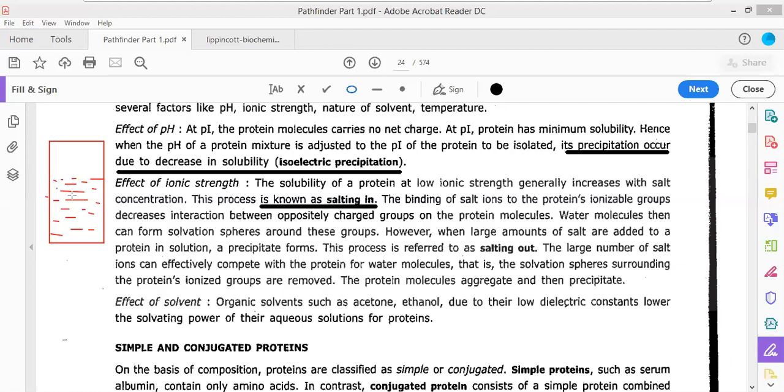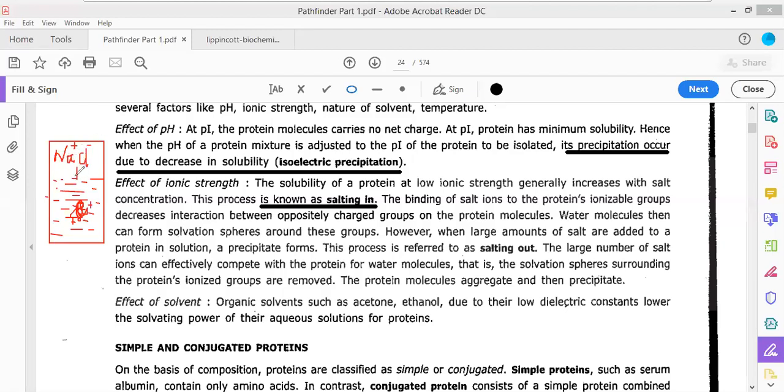There are protein molecules present. There is a protein molecule. Now, what will happen? This protein will have certain charges present over itself, positive and negative charge. Now, do you know that salt has both types of charges present over itself? For example, NaCl: Na being a cation, a positively charged ion, and Cl being an anion, a negatively charged ion.